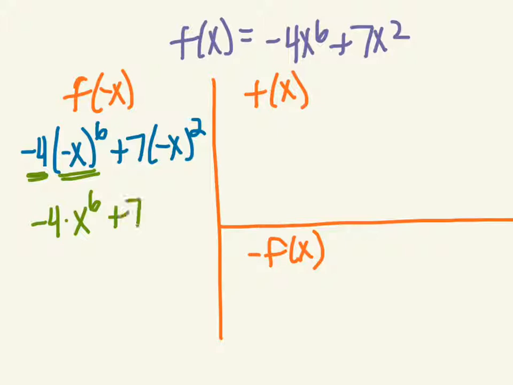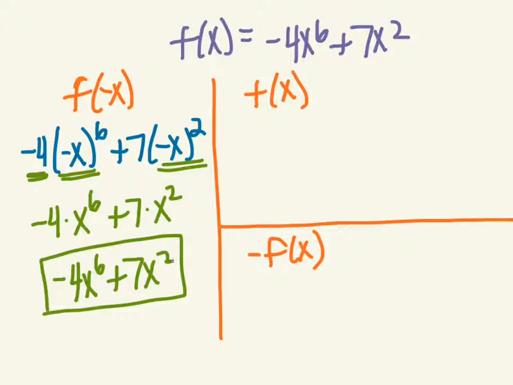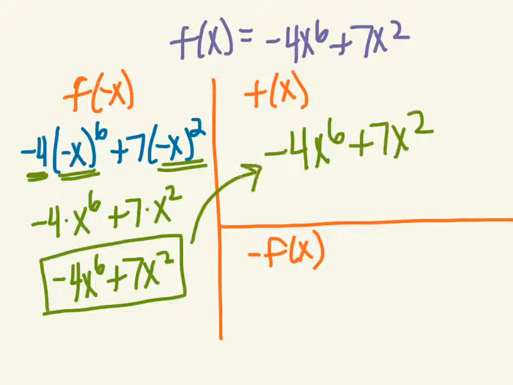If you look at the second one, 7 times, now here, you take any negative number and you square it, it's going to give you a positive number. So simplified, it looks like negative 4x to the 6th plus 7x squared. And this is what we compare it to. So up here, we're just going to rewrite the original, negative 4x to the 6th plus 7x squared. These two are, in fact, an exact match. So that proves that the function is even.